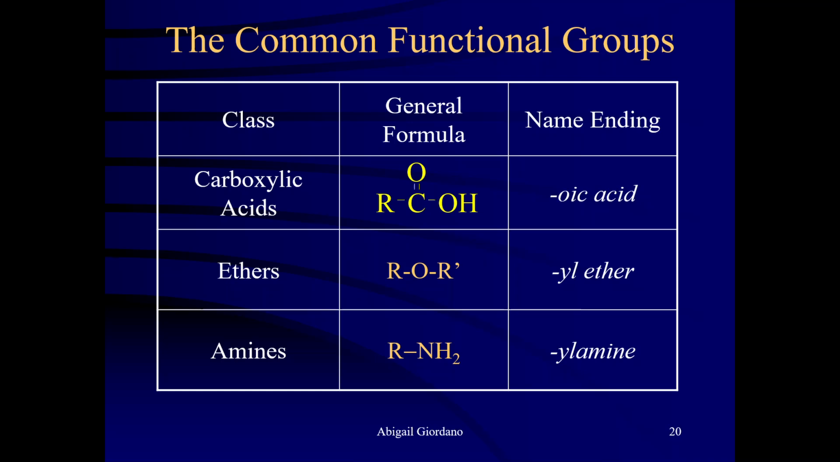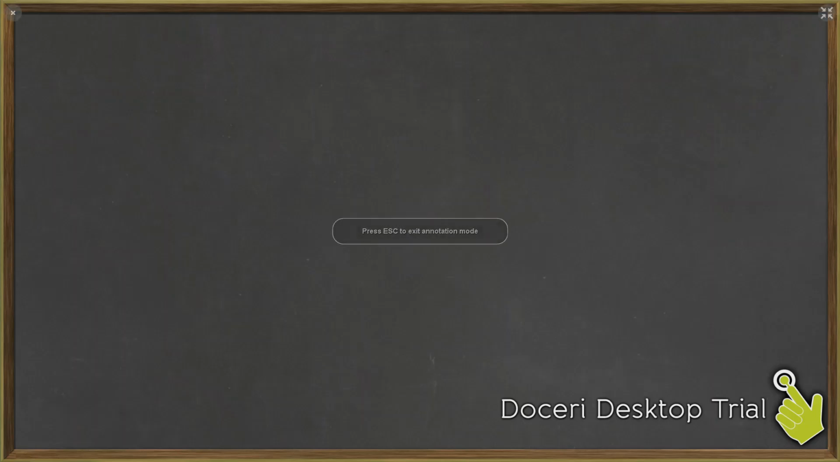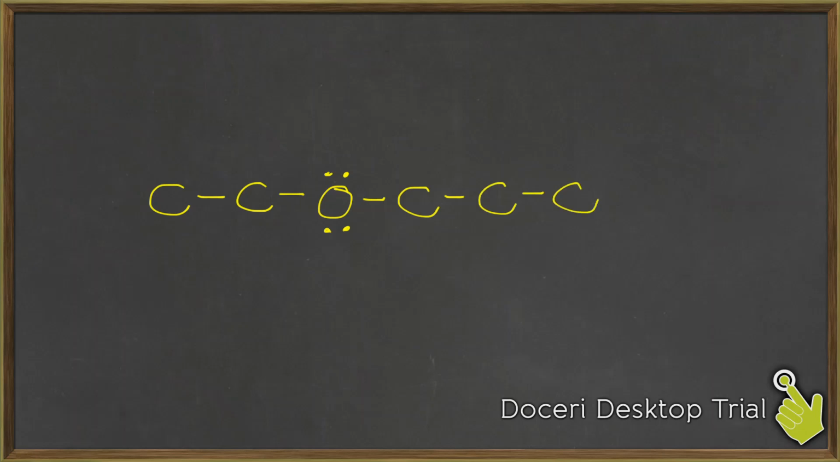These last 2 are much simpler. An ether, okay, if you look at that general formula, it might look a little odd. What we have with an ether is an oxygen that's not attached to the main chain. It's actually interrupting the main chain. It's in the middle of it. So let me show you what that would look like. Maybe something like that. It's not attached to the main chain, it's part of the main chain.